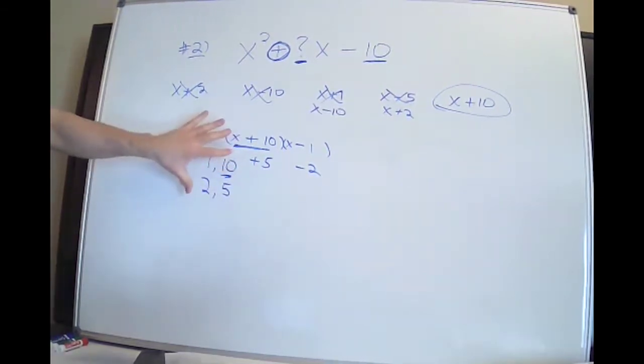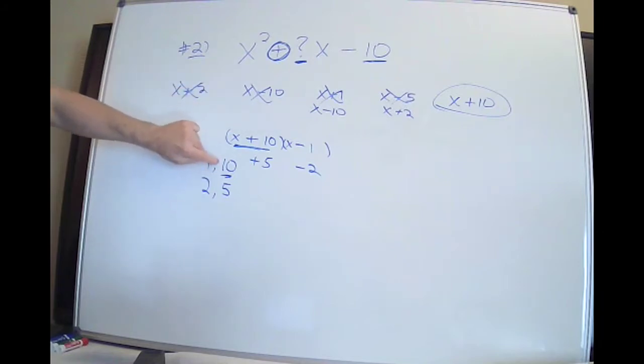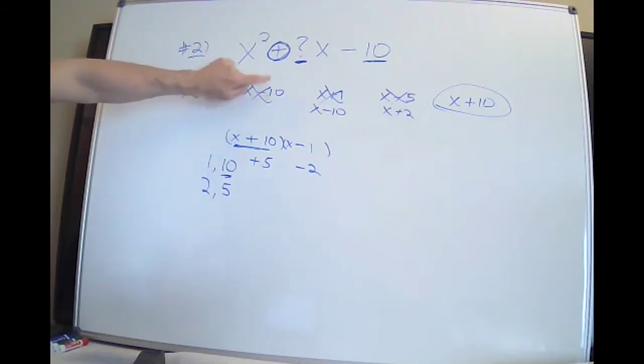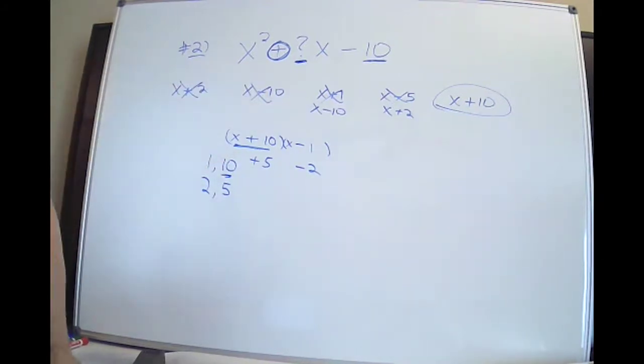You do a little bit of work on the side. You list your pairs. You figure out, okay, the bigger number in the pair had to go with the plus because I have a plus here. And then you just look for that choice.